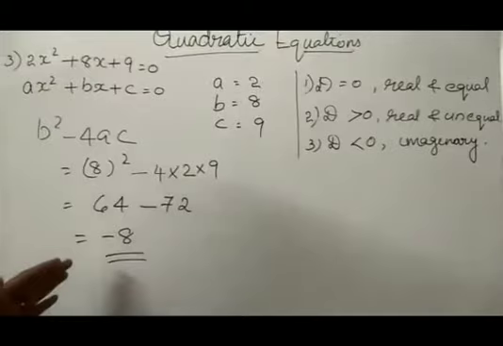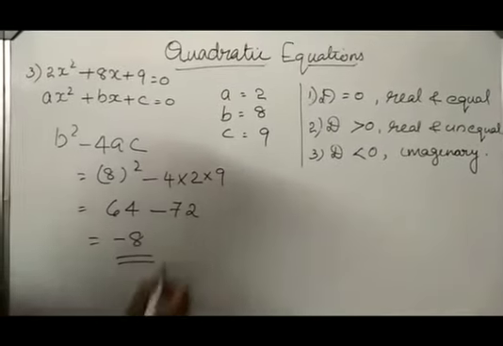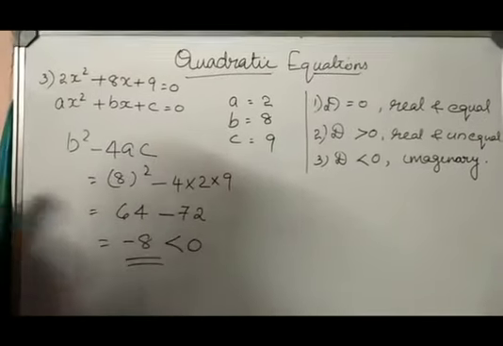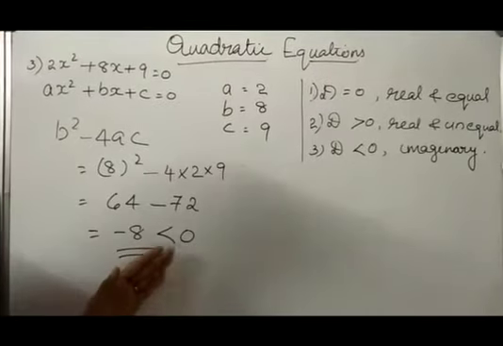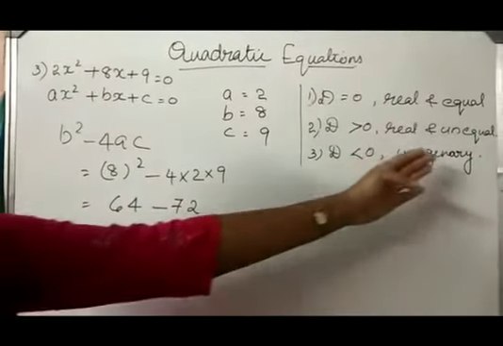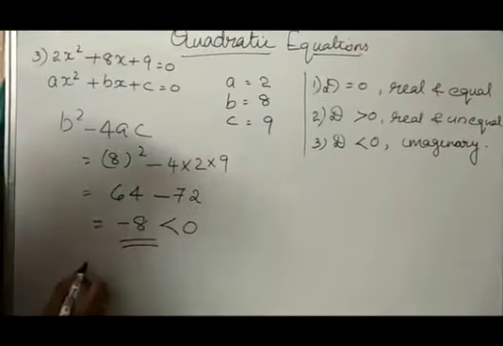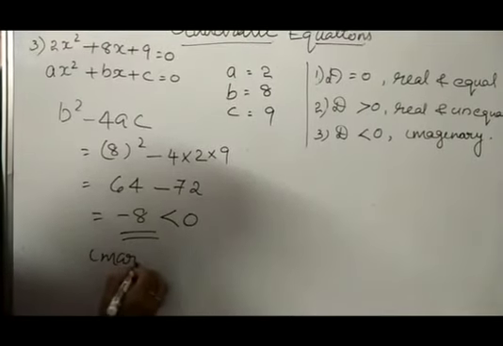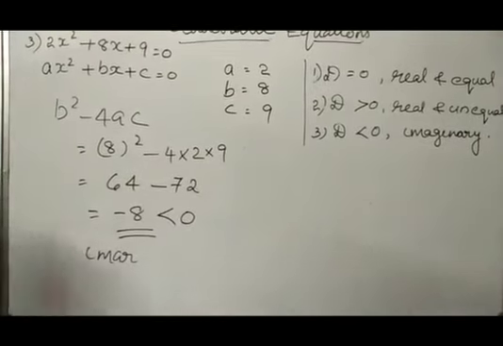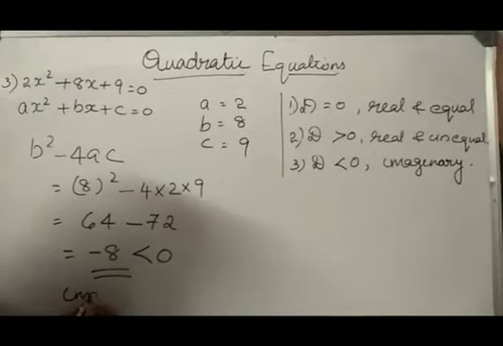So this is a negative number, so that's less than 0. Your discriminant is less than 0. When the discriminant is less than 0, your roots are imaginary. So your roots are imaginary in this case.